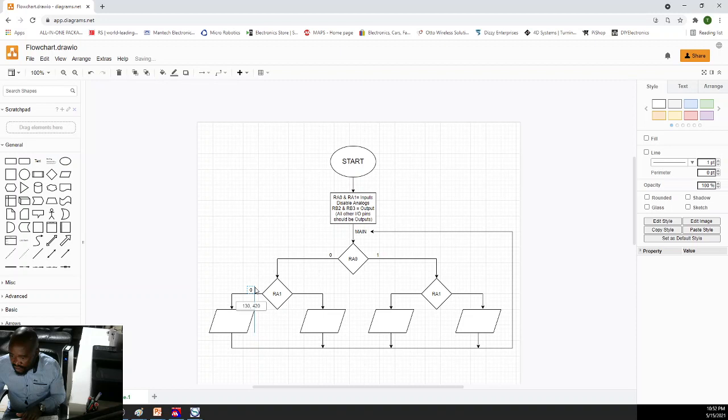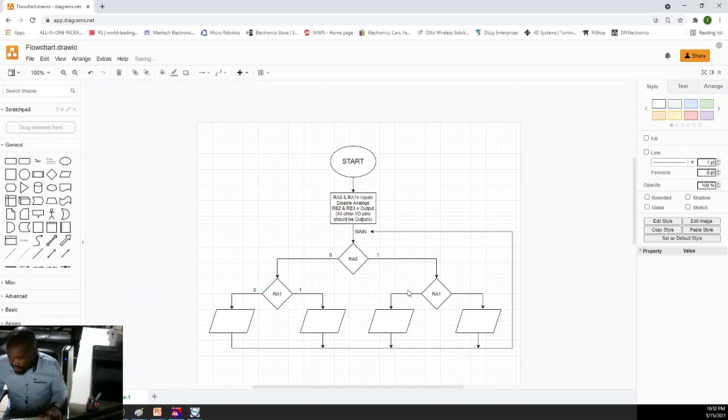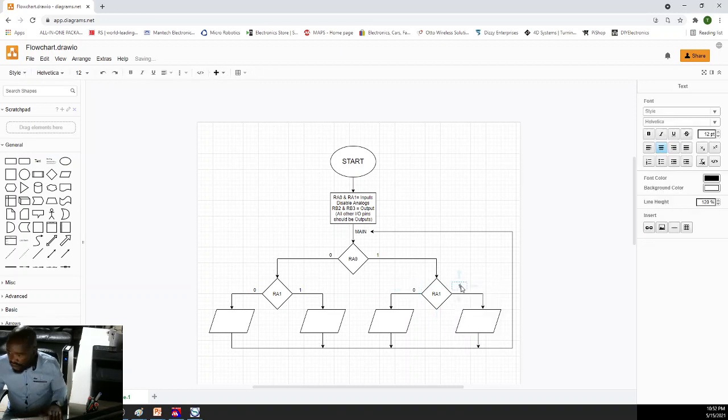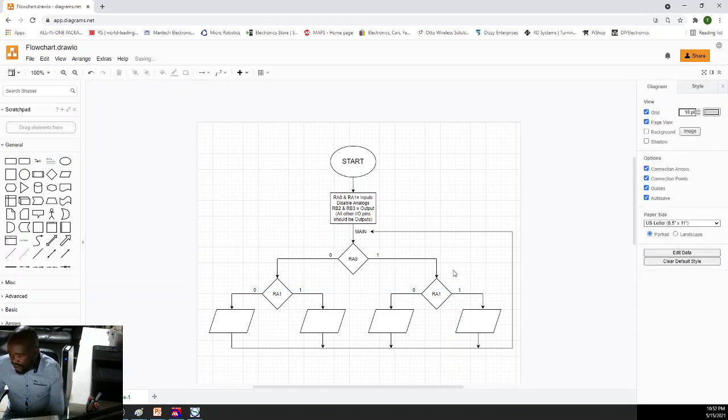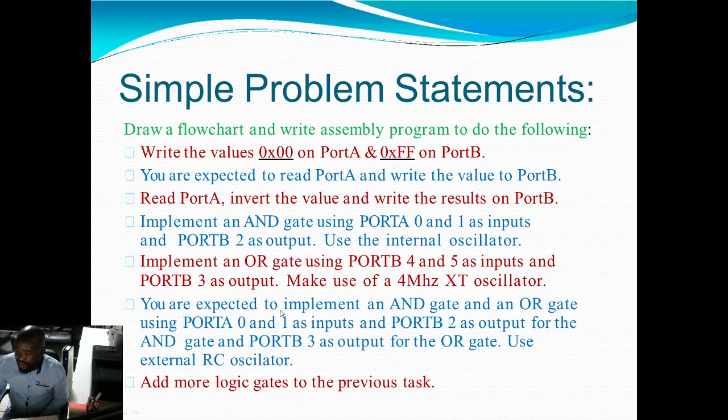So zero, one, zero, one. Now, our example says you are expected to implement AND gate and OR gate using RA0 and RA1 as inputs and RB2 as output for AND gate. So let's look at the AND operation first. Let's look at what's supposed to happen to RB2 when we use RA0 and RA1 as inputs. The AND operation on RB2, right?